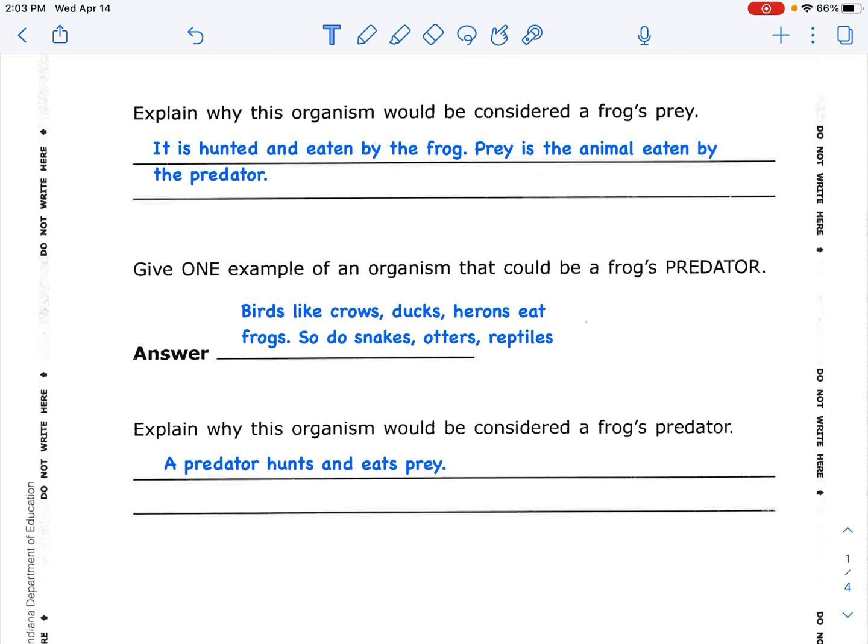Explain why this organism would be considered a frog's predator. Well, a predator is an organism that's going to actively hunt and eat the prey. So these birds and the snakes, they are hunting and eating these frogs.